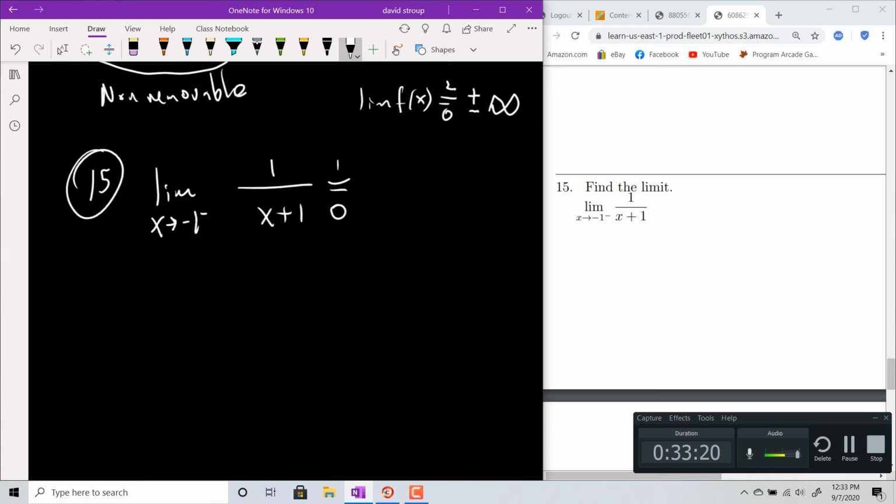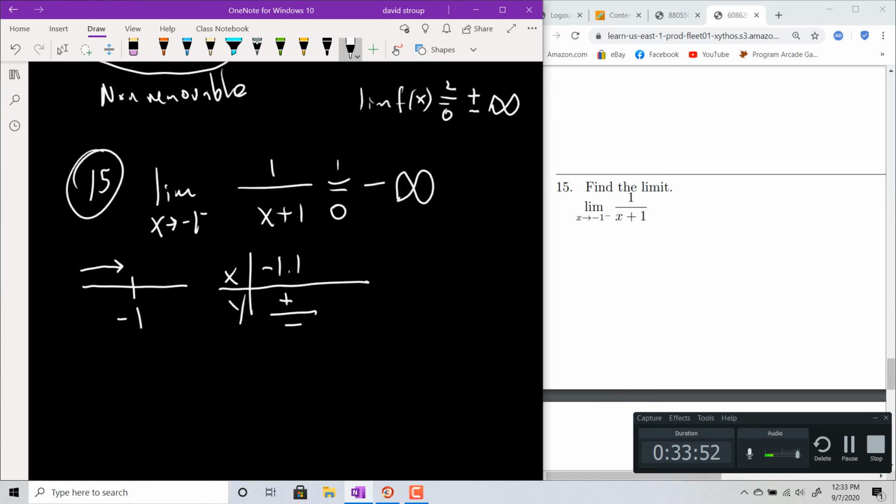To figure out if it's plus or minus, what I suggest you do is test a value. First I figure out which direction I'm coming in so I don't screw up the numbers, coming in from the left. And then I find my test value. I'm thinking numbers less than -1, so -1.1. If I plug that into 1 over x plus 1, I'll have a positive 1 all over -1.1 plus 1, which will be negative. So a positive over a negative is negative, and it'll be negative infinity.